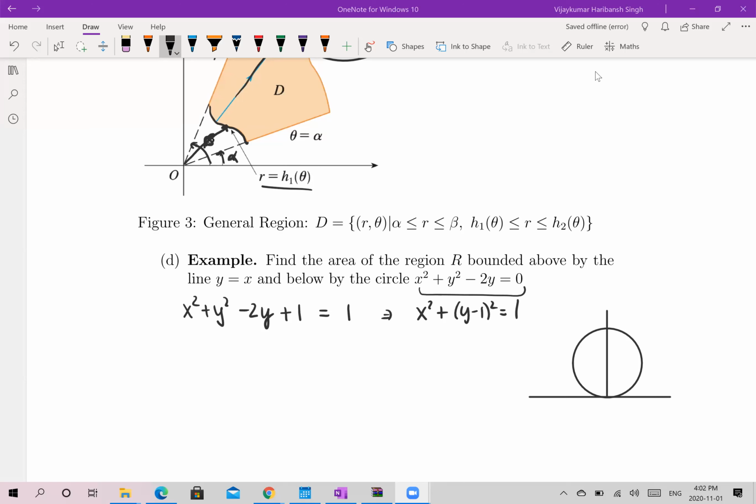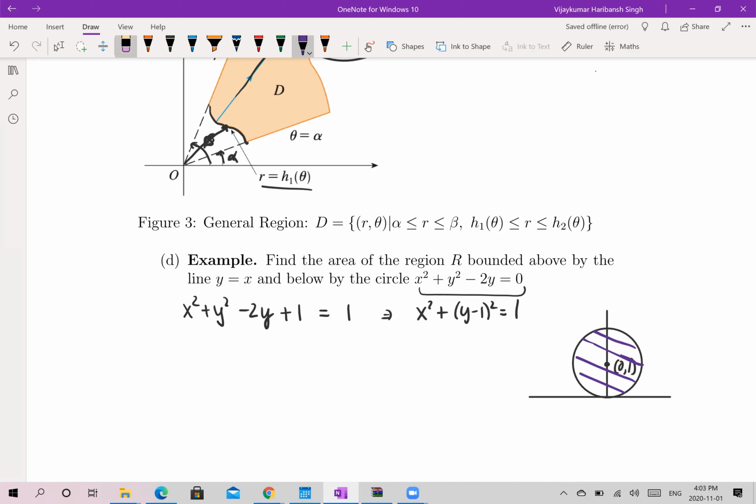So this is how your region looks. This is a circle of radius 1, but the center is (0, 1). And this is a region whose area you are interested in. So how would we go about it?